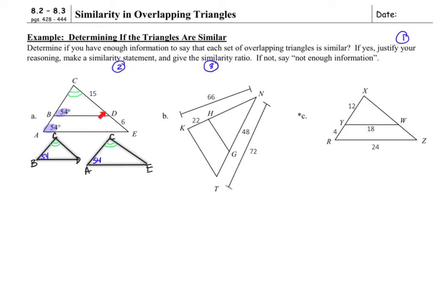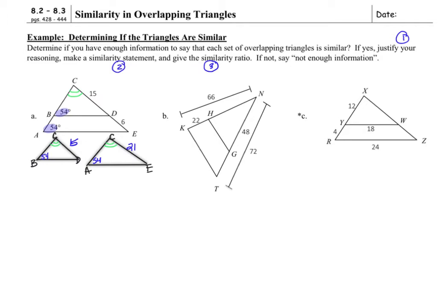The length of CD is 15. CD corresponds to the length of C to E. So from C to E, you would want to add the 15 and the 6. That would give me a length of 21 for CE. Now we have to see if we have enough information to determine if these triangles are similar.